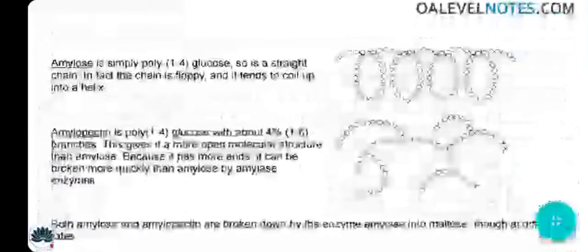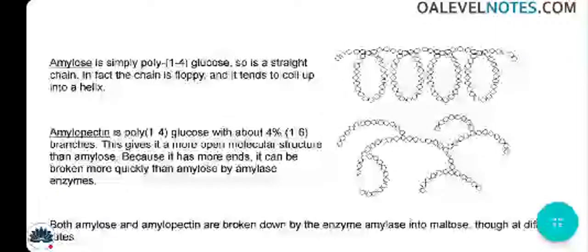So this is the structure of amylose and amylopectin. In amylose, it is written that amylose is simply poly 1,4-glucose, so it's a straight chain. In fact, the chain is floppy as shown here, and it tends to coil up into a helix. It is the helical shape you can see here, where the 1,4-glucose units are simply bonded.